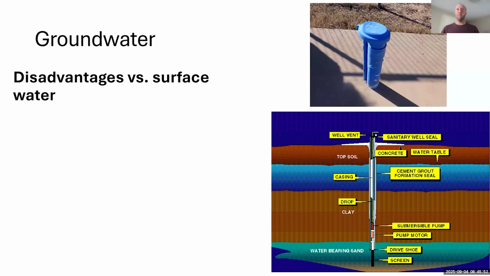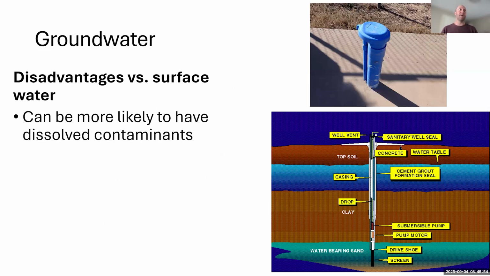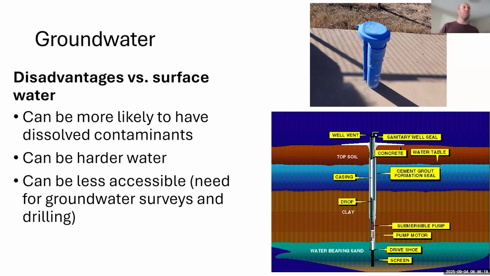Okay, so what are some of the disadvantages of groundwater versus surface water? They can be more likely to have dissolved contaminants because they are flowing through all this earth, all this rock and everything all the time. They can incorporate those and have all those minerals dissolved in that water. So it can be harder water, with calcium and magnesium salts in it, more likely than surface water. And it can be less accessible because you need to drill for it. It can be expensive.